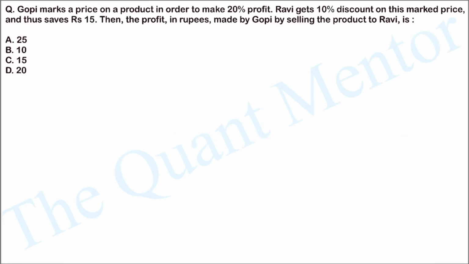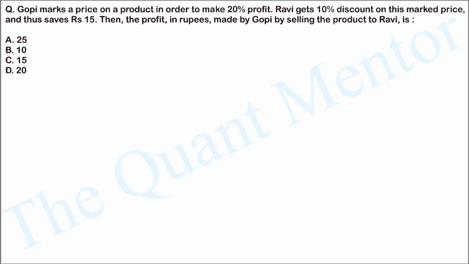Gopi marks a price on a product in order to make 20% profit. Ravi gets 10% discount on this mark price and thus saves 15 rupees. Then the profit in rupees made by Gopi by selling the product to Ravi is. We'll look at a very simple way of solving the question.